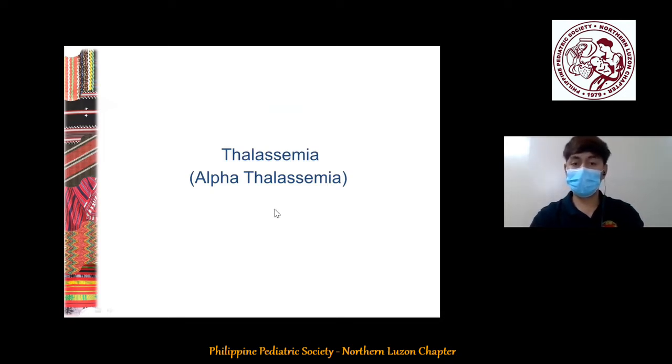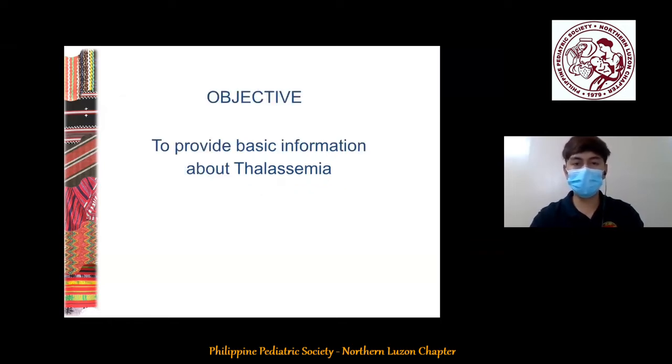sa mga hindi pa po nakakaalam, newborn screening, G6PD is the most common. Yun ang laging nagpa-positive. And since nagkaroon tayo ng expanded newborn screening, alpha thalassemia ay mas common na kaysa sa congenital hypothyroidism. Okay, my objective is to provide basic information about thalassemia.